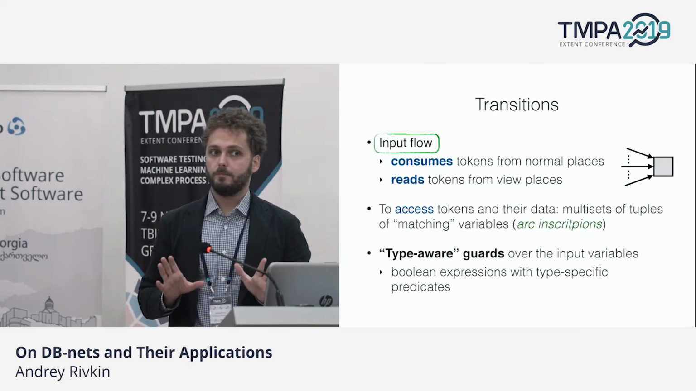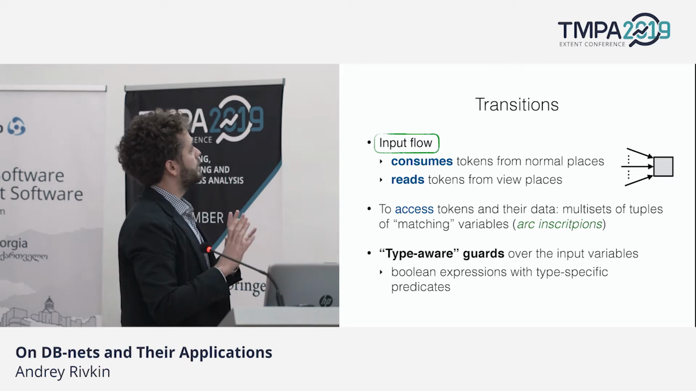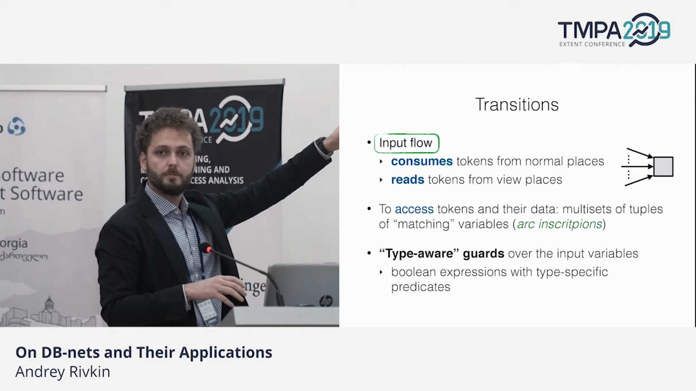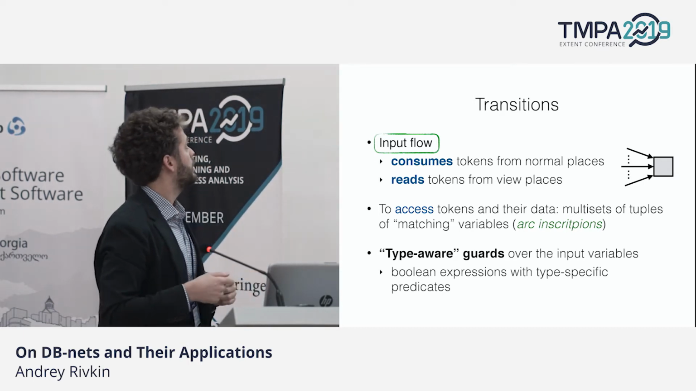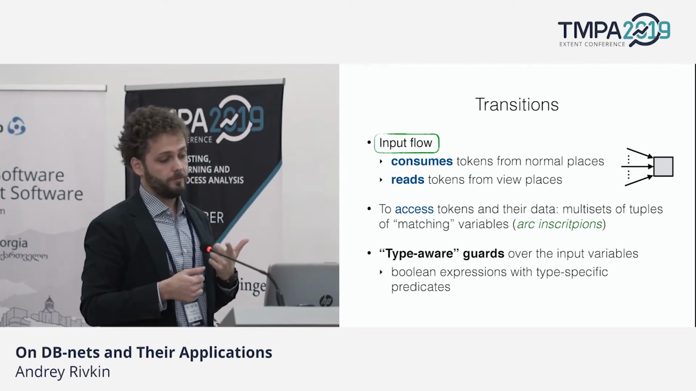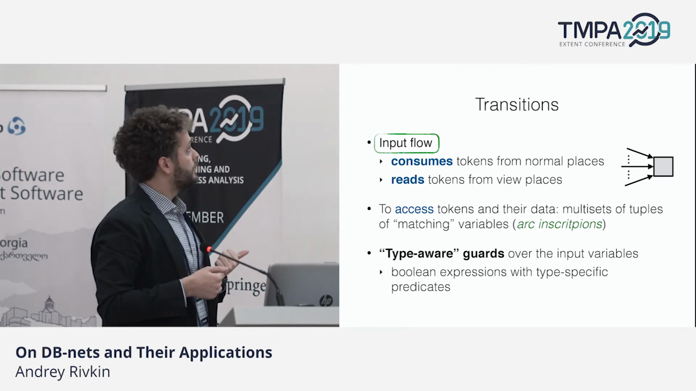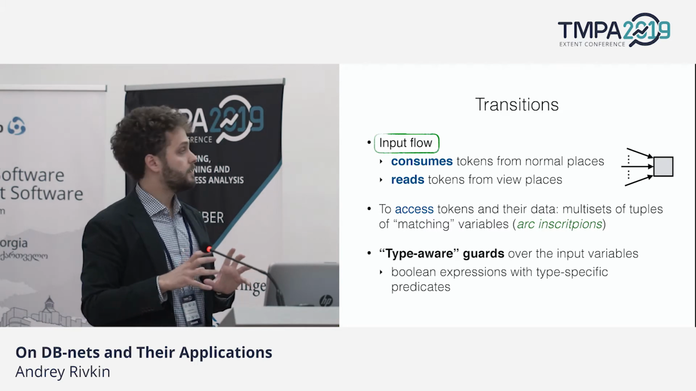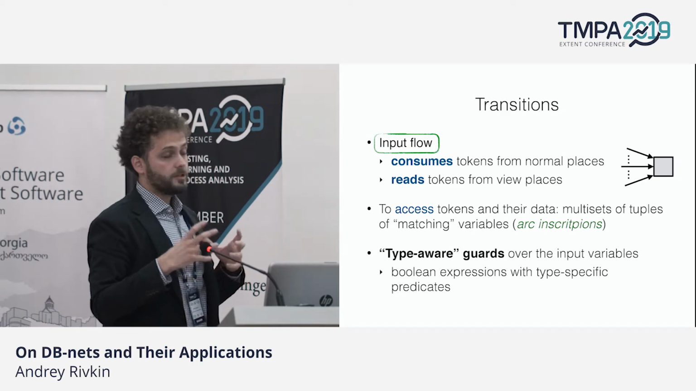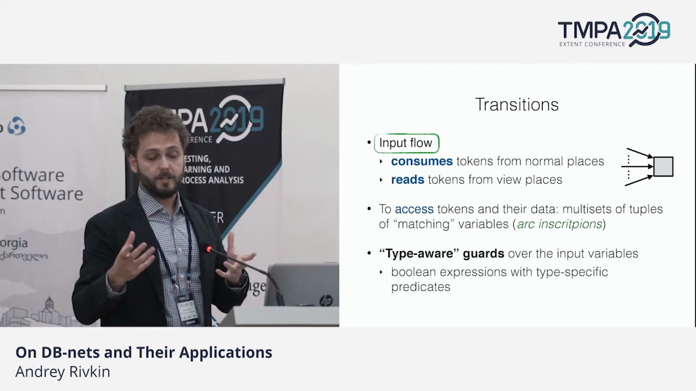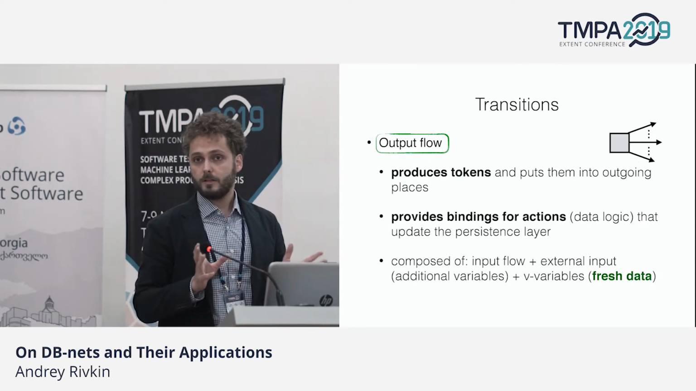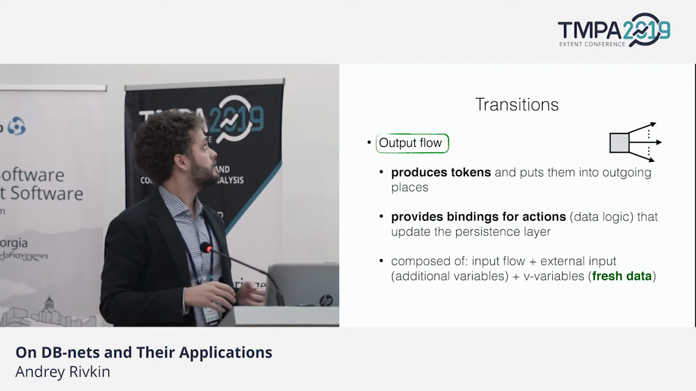Now the dynamics of our net model, provided by the flows and transitions. Let's start with the input flow. The input flow is usually represented by a place and incoming arcs into it. What does it do? It consumes tokens from places and it reads tokens from view places. And to make the process more sophisticated, we also have type-aware guards on top of transitions, which are essentially Boolean expressions with type predicates on them. And we also have the output flow that produces tokens, as is customary in classical Petri nets.